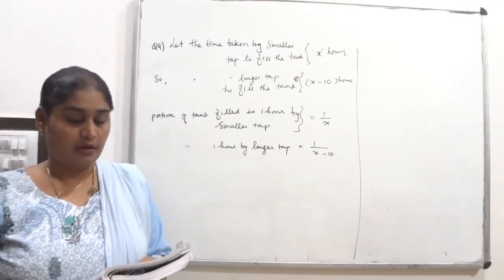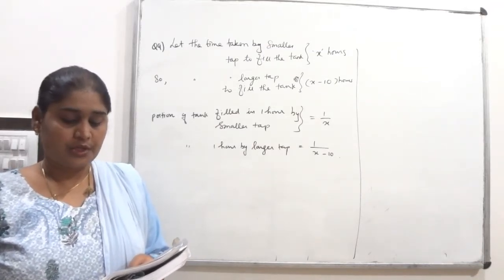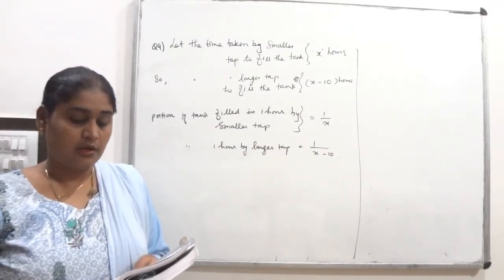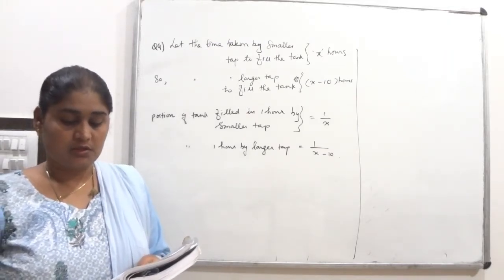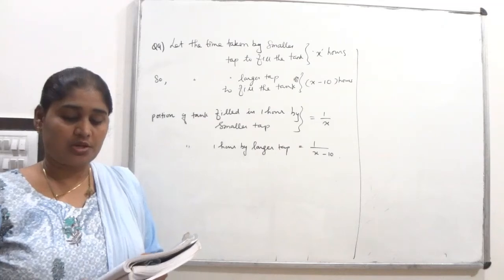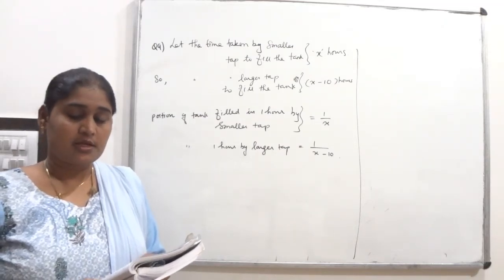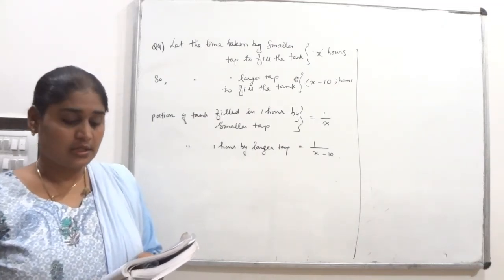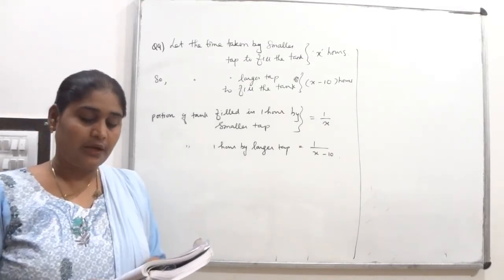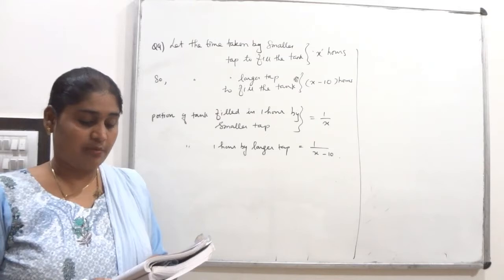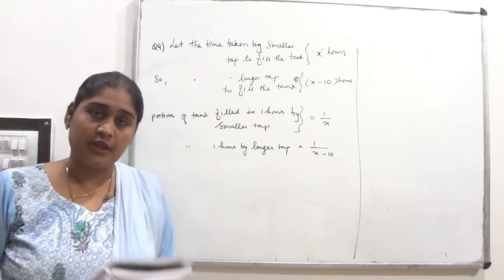Question number 9. Two water taps together can fill a tank in 9 3/8 hours. The tap of larger diameter takes 10 hours less than the smaller one to fill the tank separately. Find the time in which each tap can separately fill the tank.